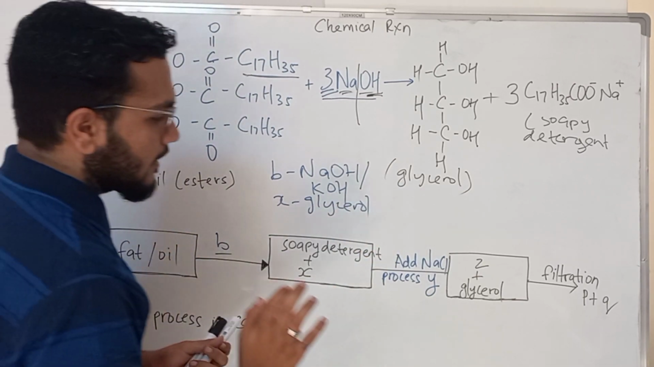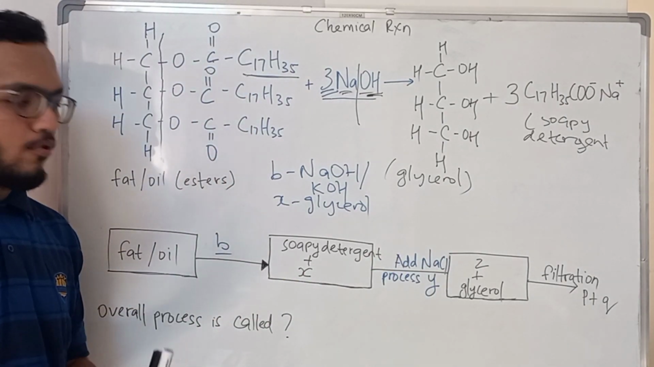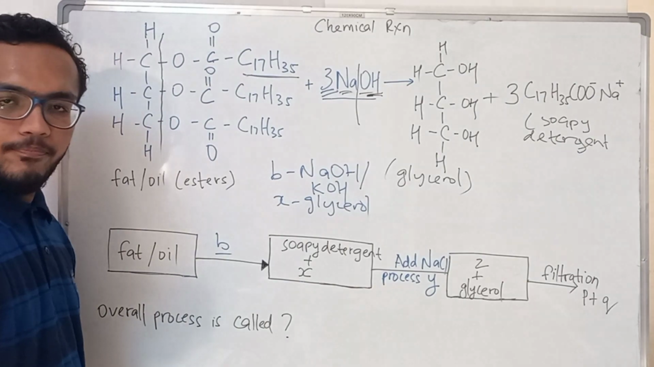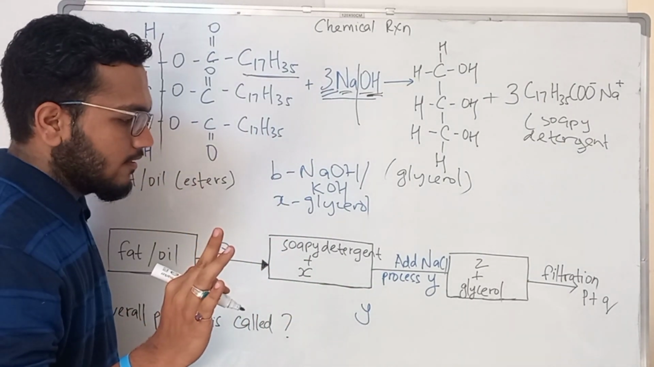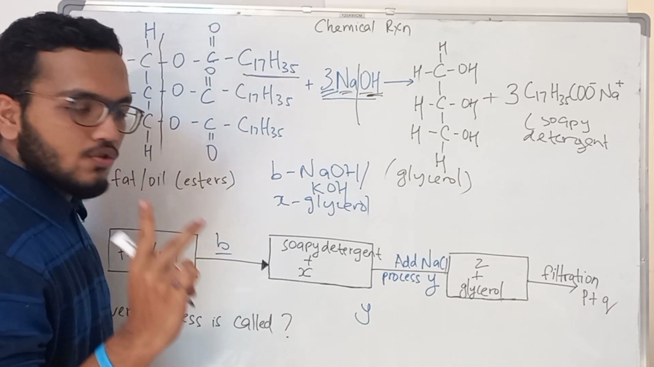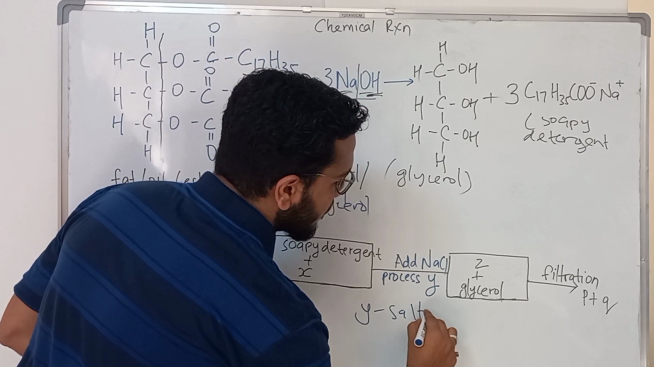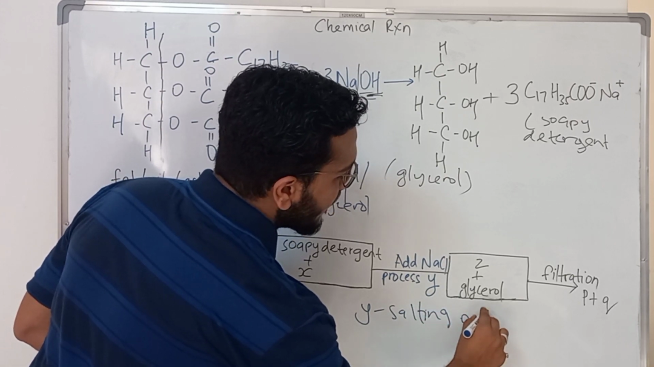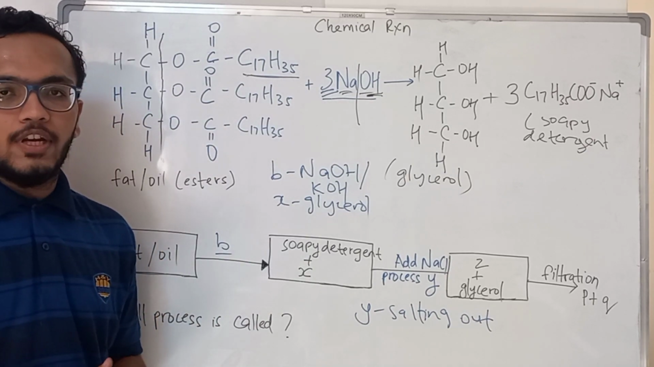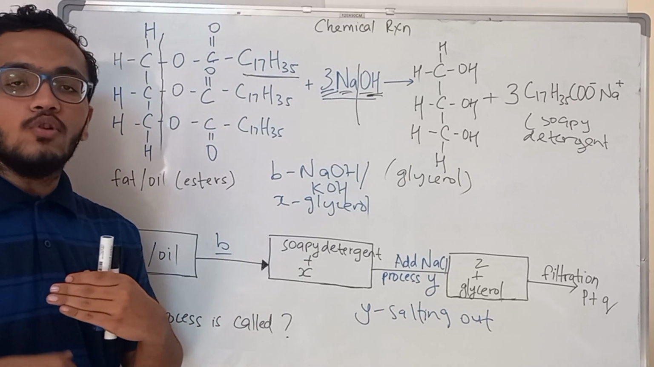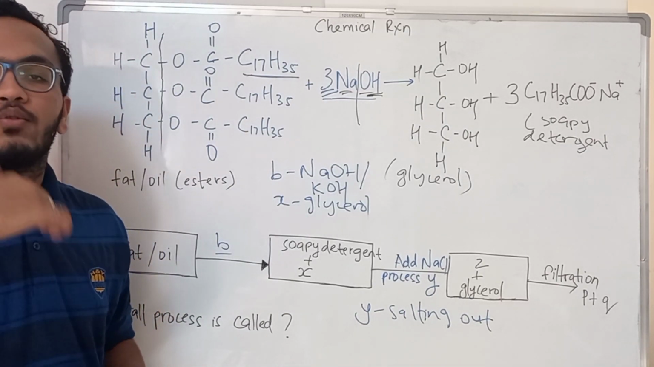Okay? After that, you added solid sodium chloride. What is process Y? Process Y is the process of salting out. The process where you get solid soapy detergent. It was in solution form, now you're making it into solid form. Why? For the reaction that follows to be able to occur.